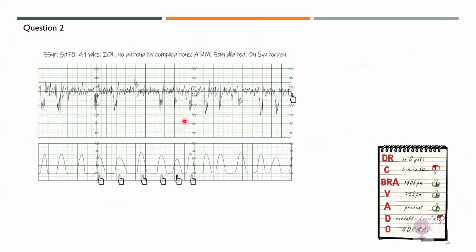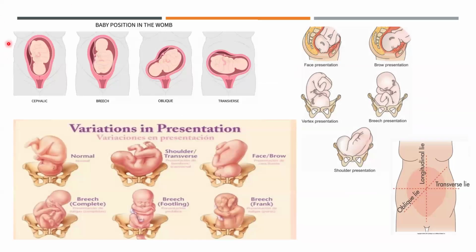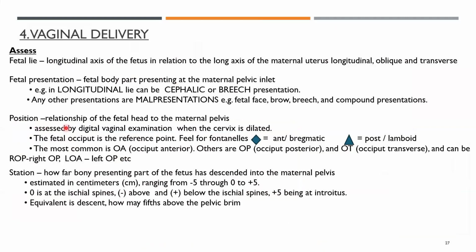Could be a cephalic presentation. It could be a breech presentation. It could be a face or a brow presentation. It could be a shoulder presentation, or footling. So what part of the fetus or the baby is presenting at the mother's pelvic inlet? And why is this important? So that you can know if there are any other malpresentations, the face, brow, or any compound presentations.